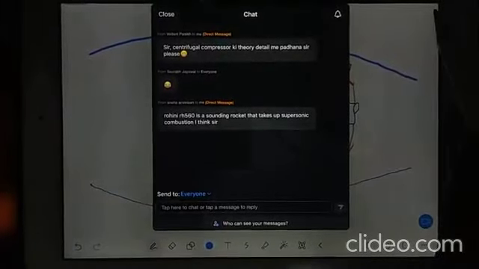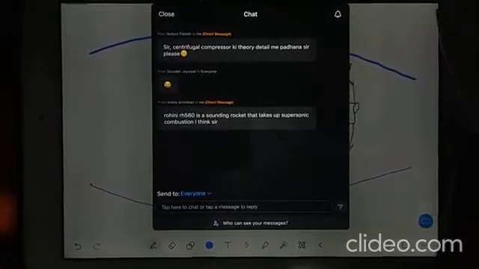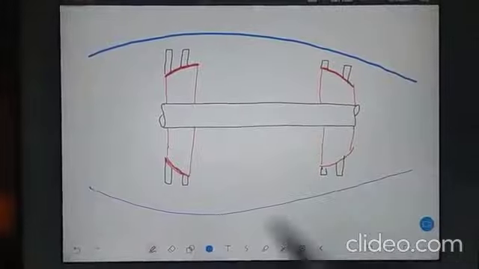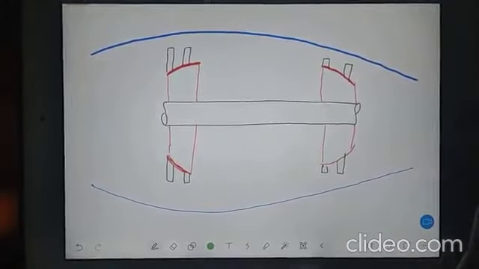Okay, Sneha, thank you. Sneha is saying, probably she is saying Rohini RH560 is a sounding rocket and it takes supersonic combustion. She's not sure, she's saying she thinks like this. We can verify on Google, no problem.